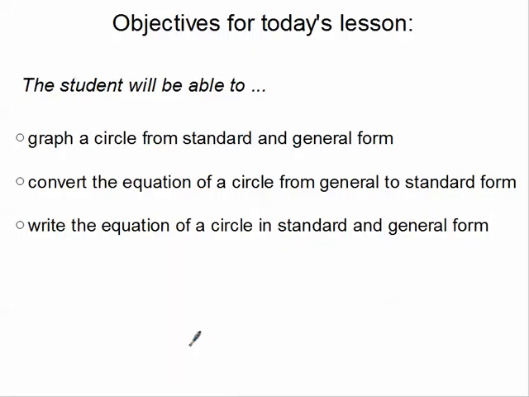So welcome to the third tutorial on circles, and this is going to deal with our third objective, which is to write the equation of a circle in standard form and in general form. So this is kind of going to be going backwards. Instead of I give you the equation and you give me a sketch, I'm going to give you a sketch or some important information about the circle, and you write the equation.